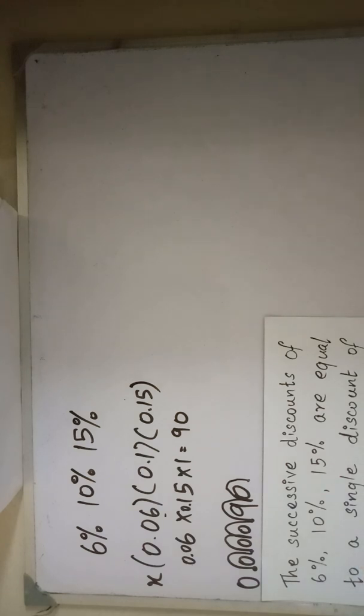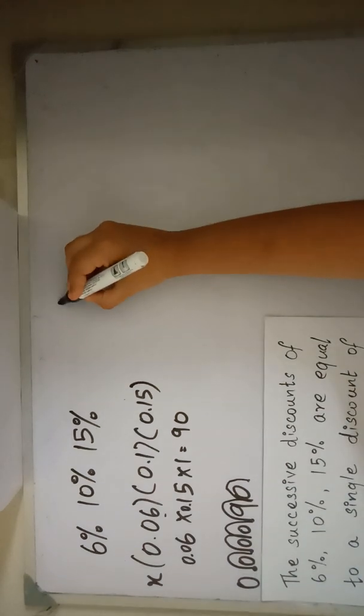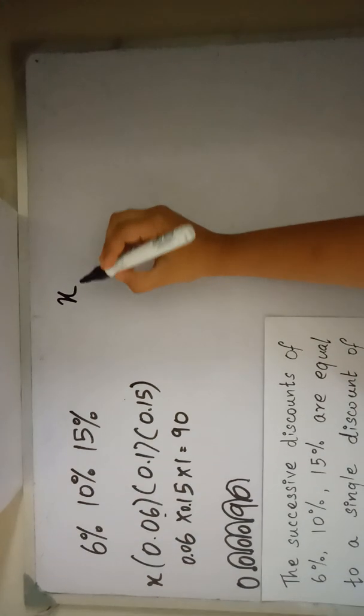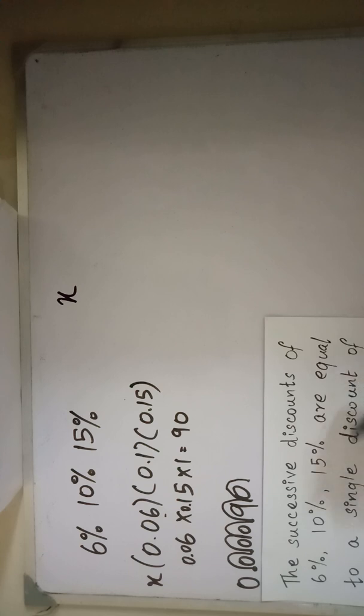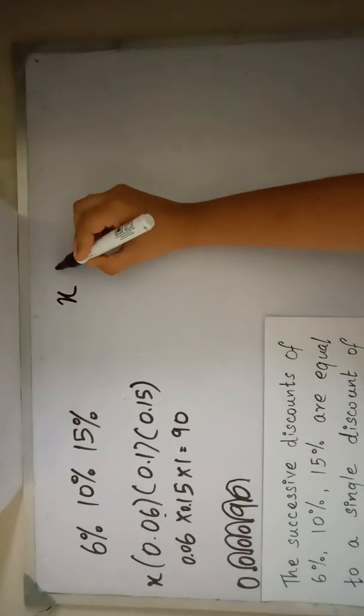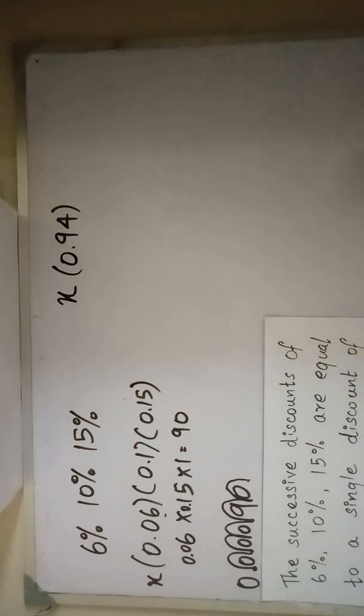Now let's keep the original price as X, whatever it is. Without the discount, the price is X. Then we have a discount of 6%. That means the price has reduced from 100% to 94%. So it can be X into 0.94.